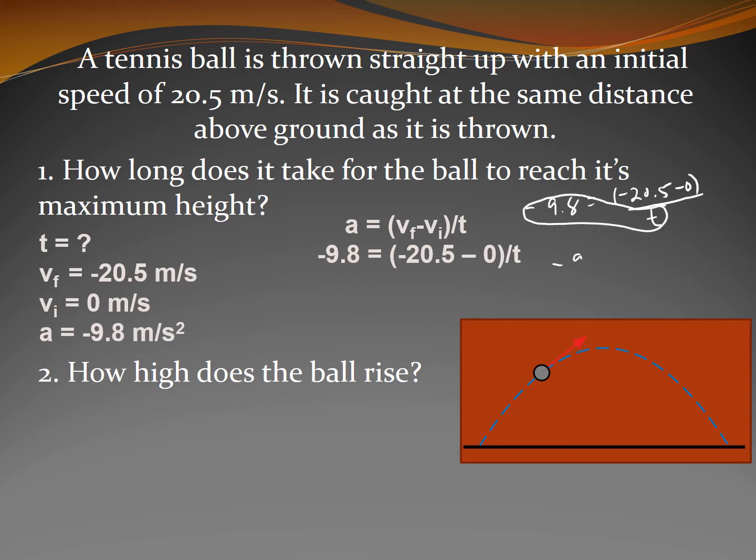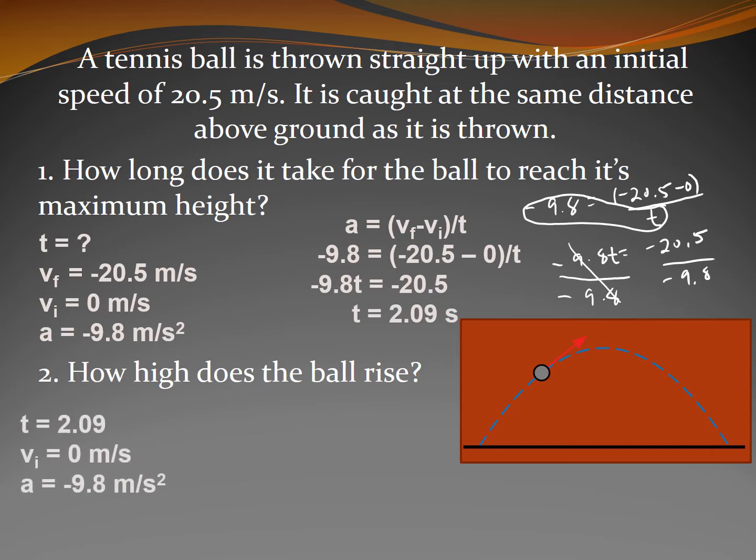So I have negative 9.8 times t equals negative 20.5. So to get t by itself, we have to divide both sides by negative 9.8. And so t is equal to 2.09 seconds. So now we have time. So now we can calculate how high the ball rises.